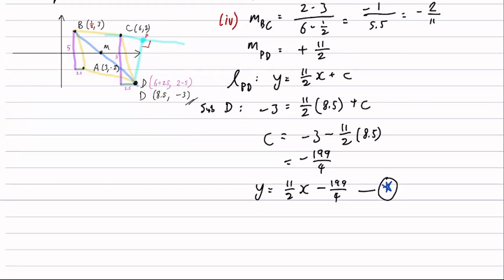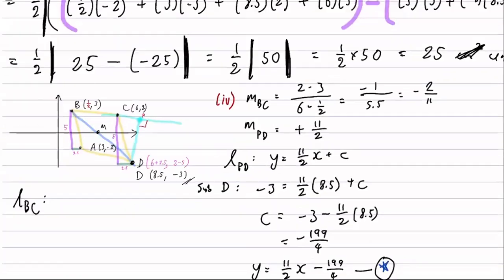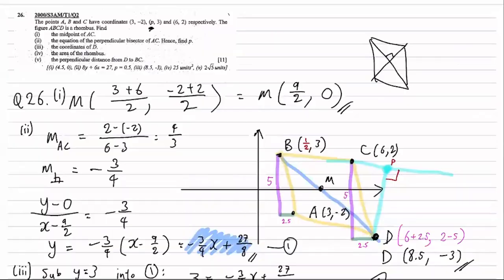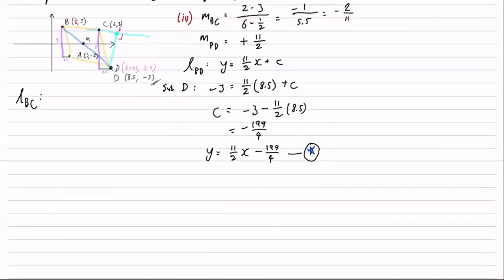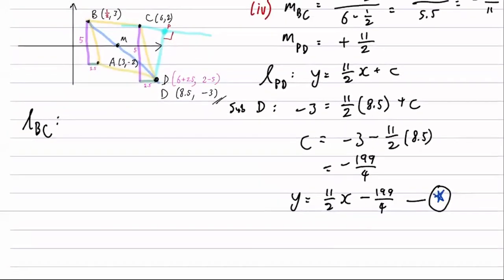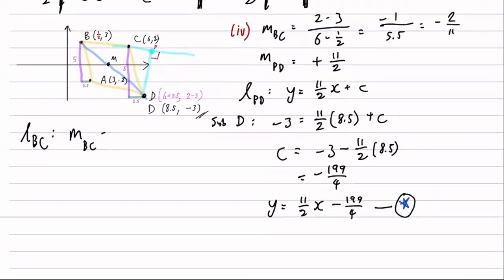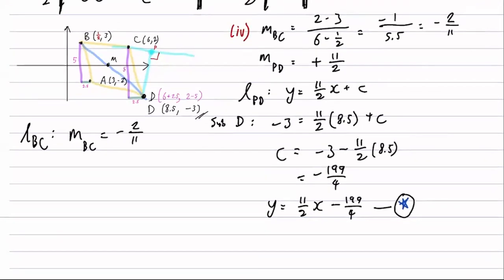Now we need to find line BC. Equation of line BC. Do we actually have it? Let me double check. Nope, we don't have it. So no choice, I have to go and find it manually. First, you find the gradient of BC. Oh, right, it's already found just now. -2 over 11. Good, save time.